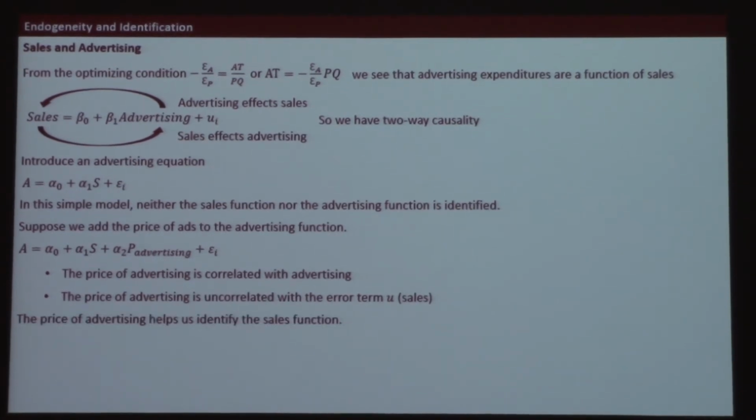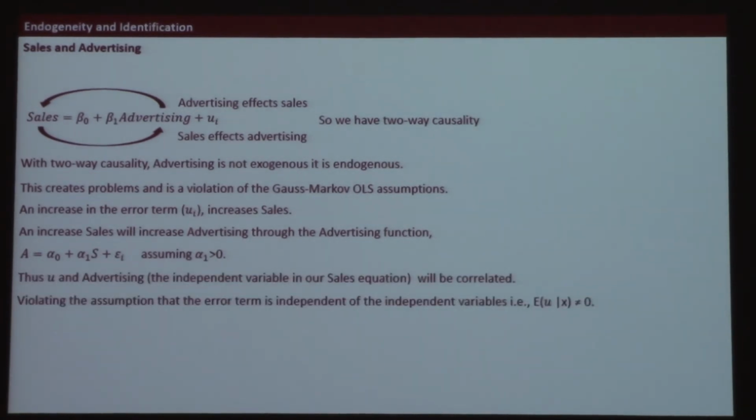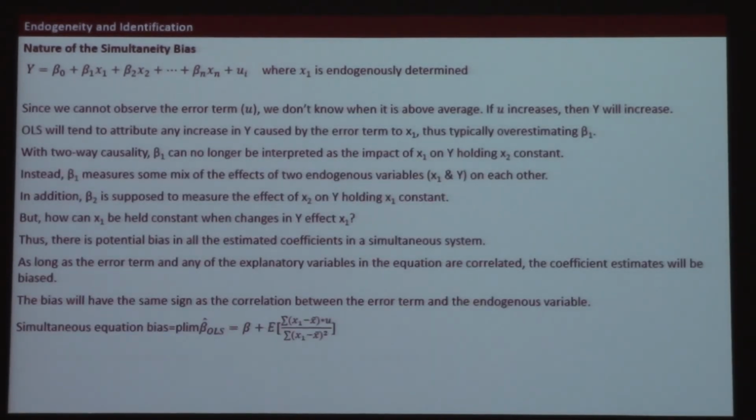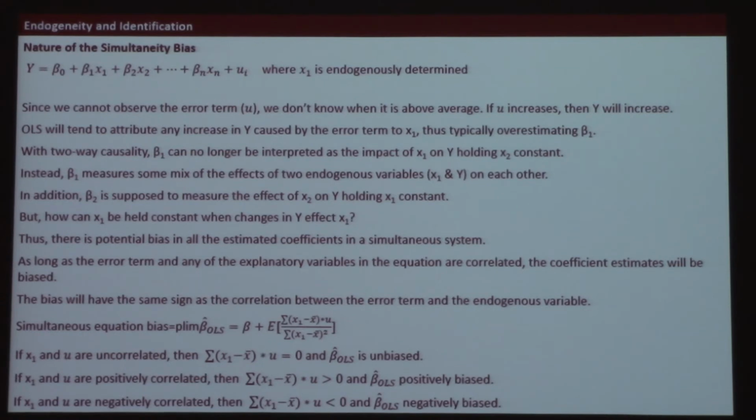All right, we'll try to formalize this. Two-way causality, yeah, we got that. Same thing with creating problems. Biased and inconsistent. Okay, nature of simultaneity. Don't worry about all this stuff. Essentially what this boils down to is, we got this simultaneity, identification, two-way causality, we got all that stuff. We know our results are going to be biased, but we can at least predict the direction of bias.